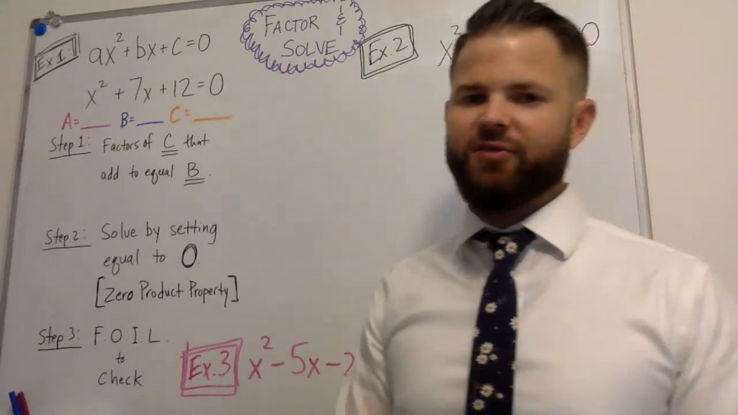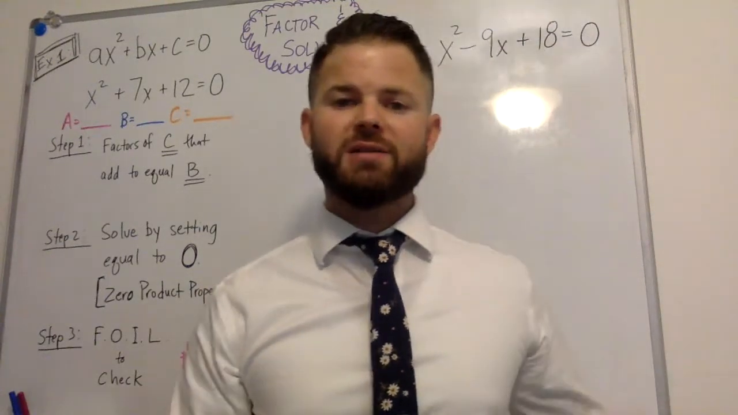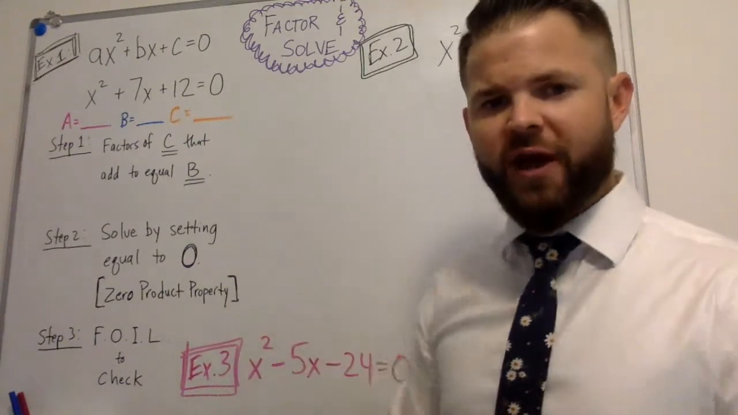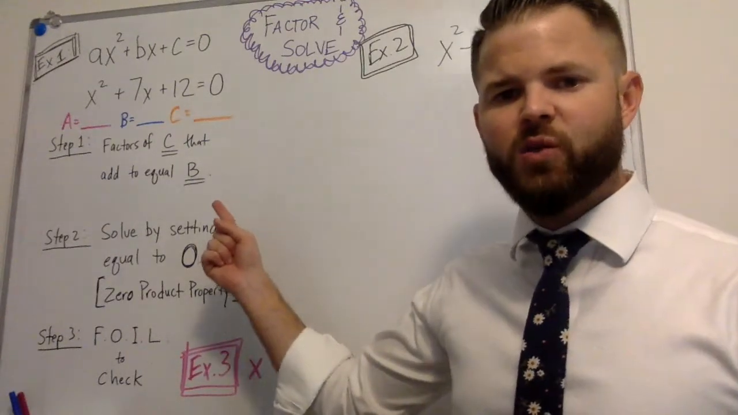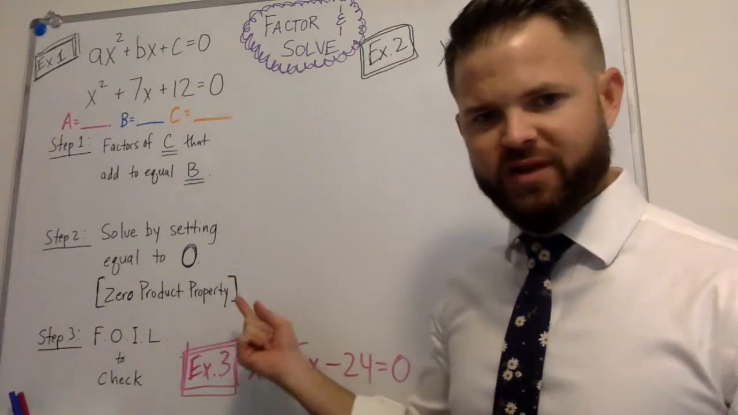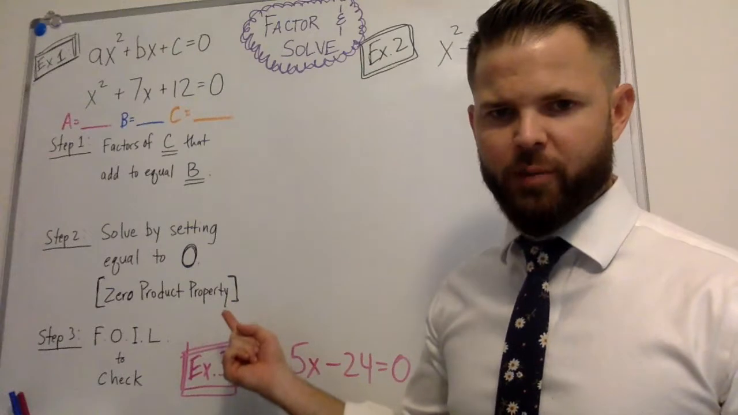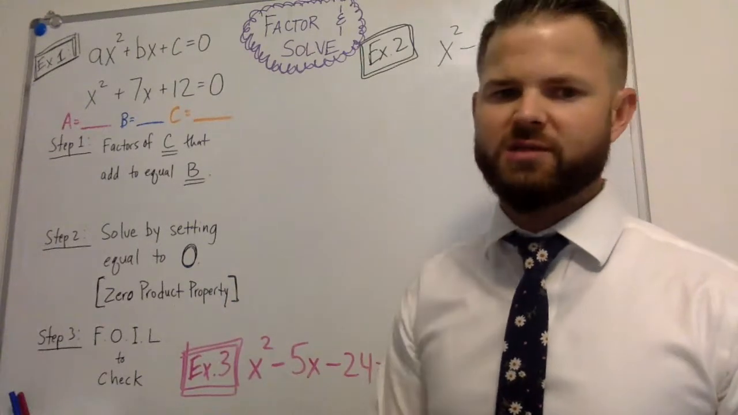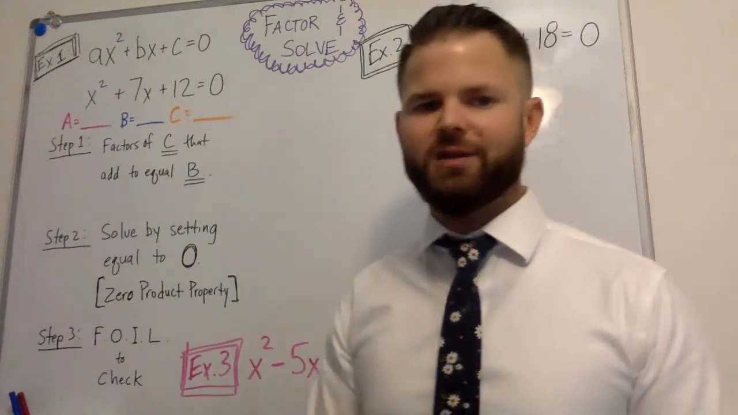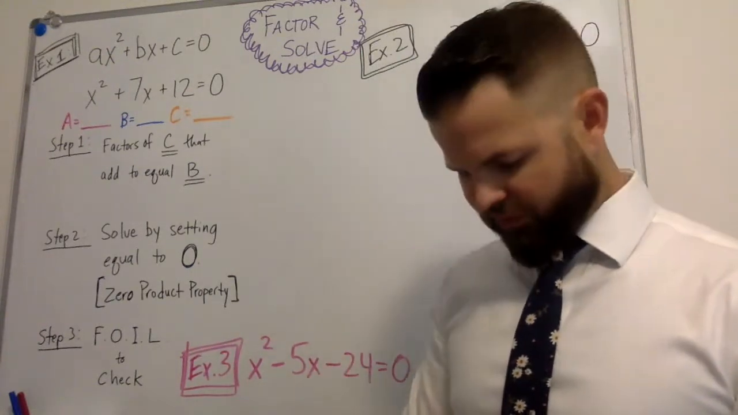Now, whenever they ask you to factor these things, you're going to have a three-step process. Always. It's going to be the same all the time. Step 1, we're looking for factors of c that add up to equal b. Step 2, we got to solve these things by using the zero product property. You probably heard about that thing. It's really easy. And step 3, we got to double check our work to make sure this stuff is right by foiling these guys.